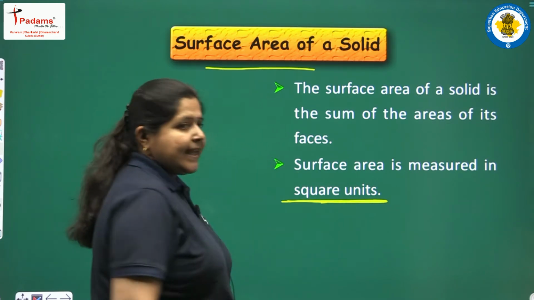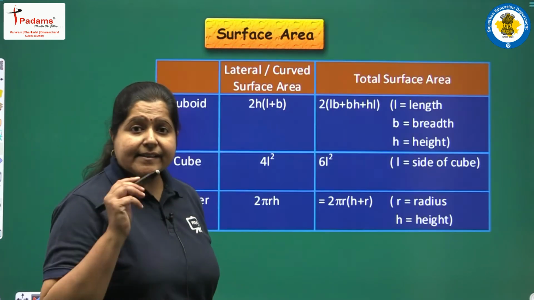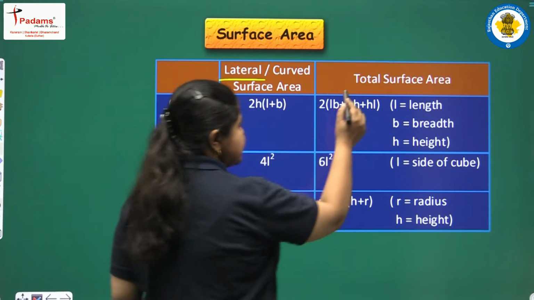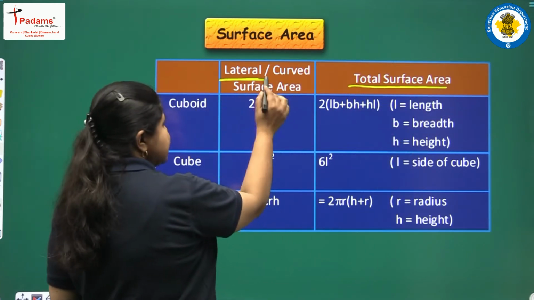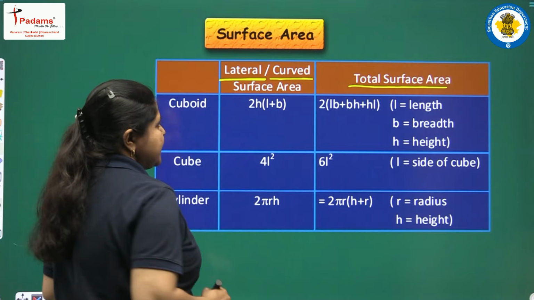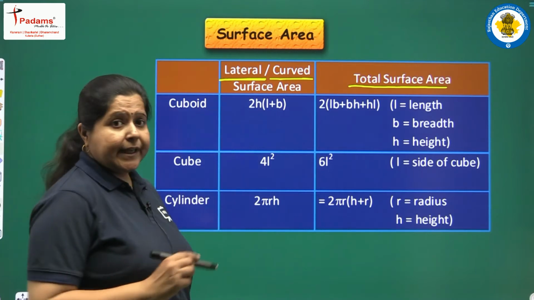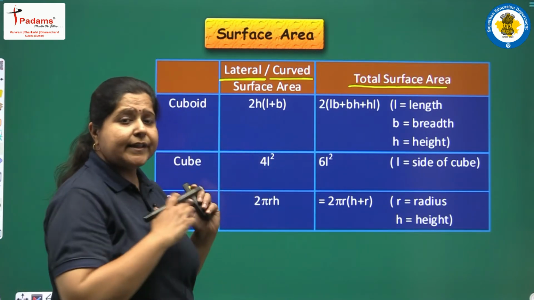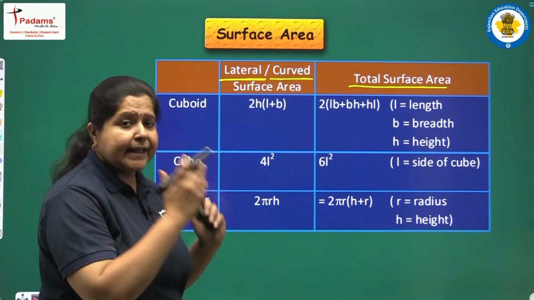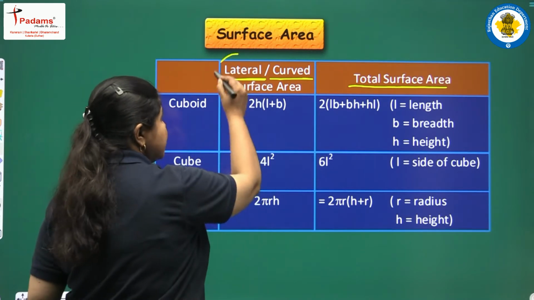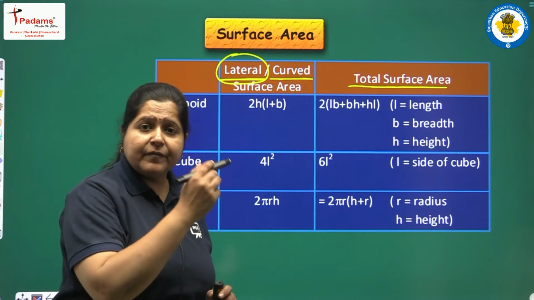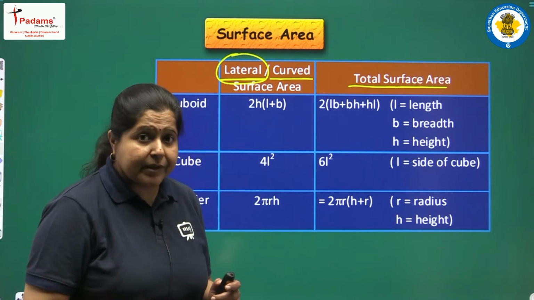This we discussed, and then we also discussed that the surface area can be divided into lateral surface area or total surface area. This lateral surface area is also called the curved surface area, and by lateral surface area we mean the area of only the four side faces or the area of only the four side walls. In case of lateral surface area, we do not take into account the area of the top face and the area of the bottom face.